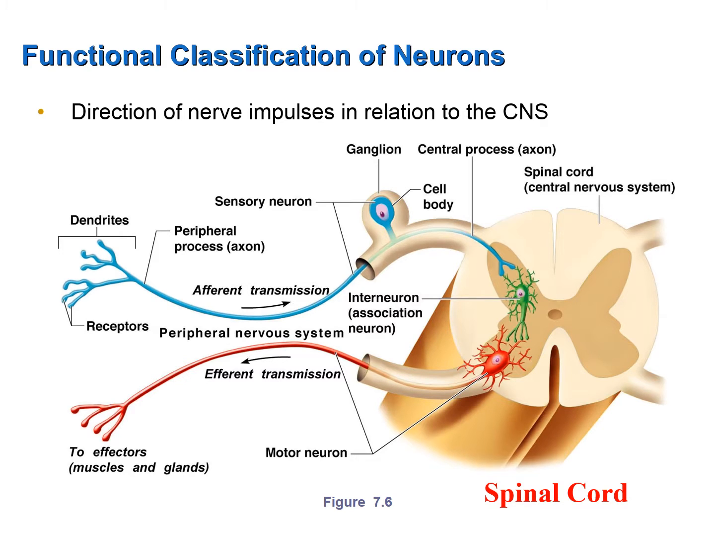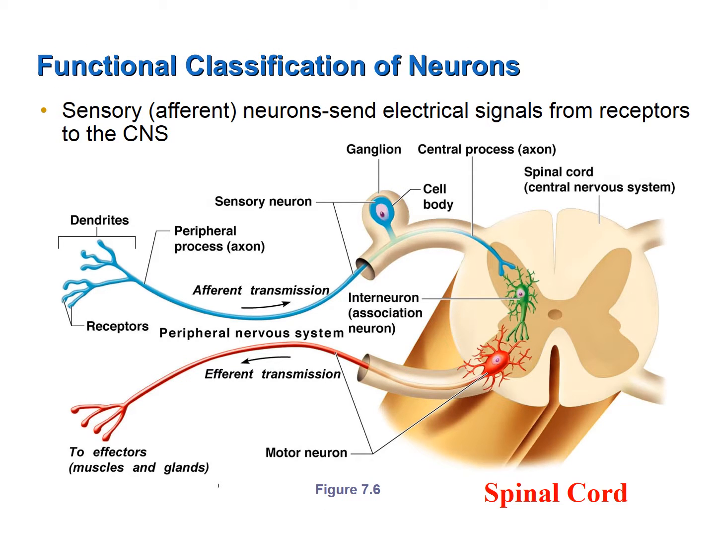Neurons are classified functionally by the direction in which nerve impulses are sent in relation to the central nervous system. So I'm going to illustrate the functional classification of neurons based on the direction in which nerve impulses are sent with respect to the spinal cord in this figure. Sensory or afferent neurons send electrical signals from receptors in different parts of the body to the central nervous system. In this figure, the sensory neuron is shown in blue, and this arrow shows you the cell body of the sensory neuron.